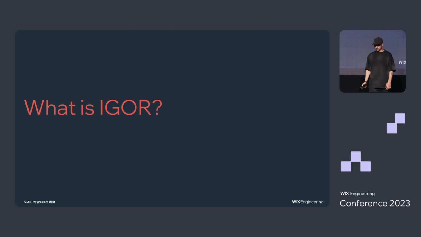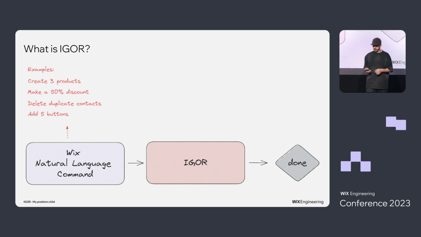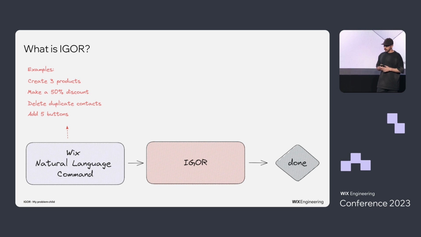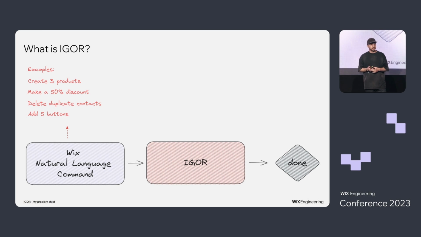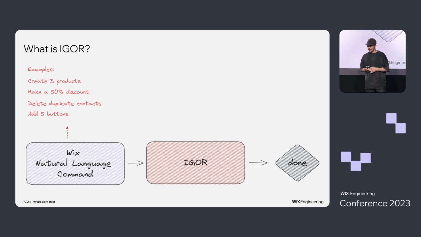So what is IGOR? You can think of IGOR as this black box that executes any kind of natural language Wix-related commands. Whether it's a stores-related command to update a product, or an editor command to add buttons to a site, or a business manager command to delete duplicate contacts. This here is my vision of IGOR, and really the rest of the stuff inside the IGOR box is just implementation details. But after all, we're at an engineering conference, so obviously I'm going to mainly talk about those implementation details. But before the details, let's start with a demo.